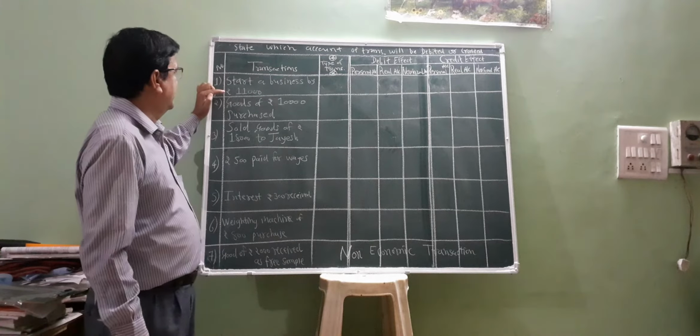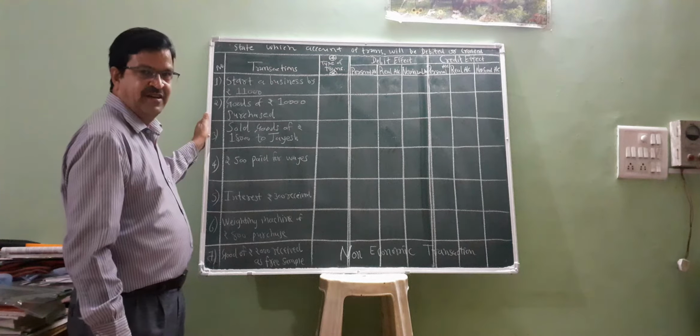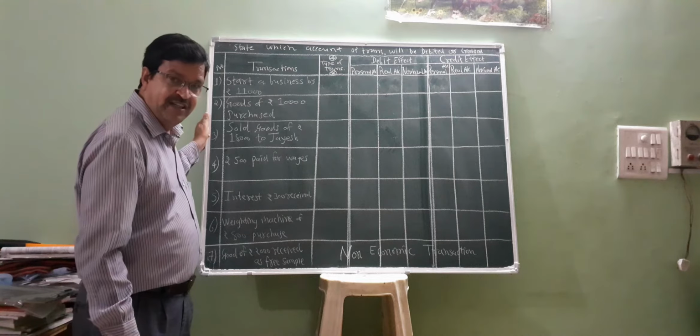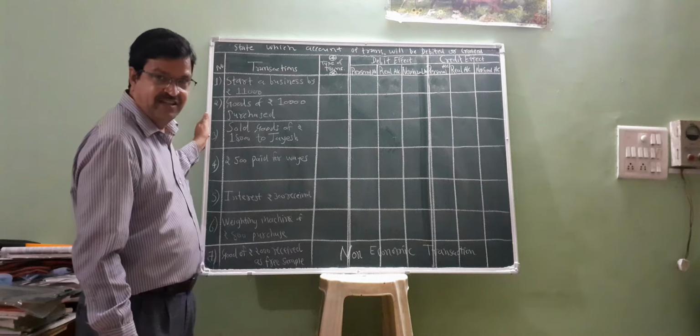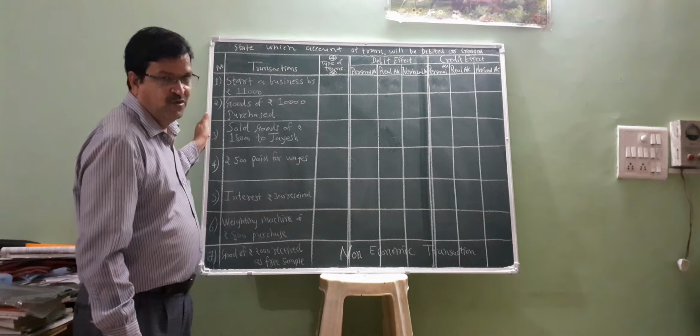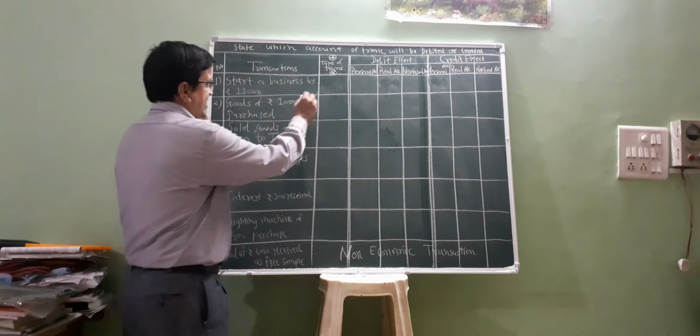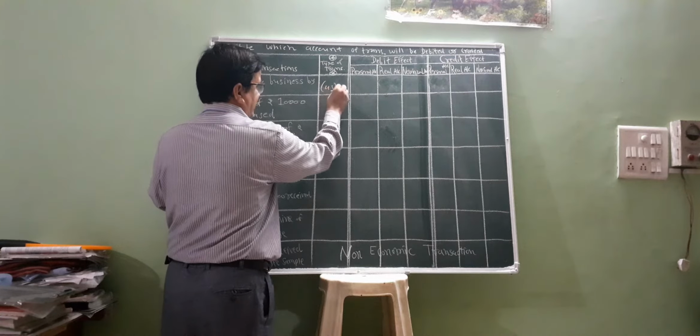Start a business with rupees 11,000. Now think, what type of transaction is it? It is a cash transaction. No person name is given, so it is a cash transaction.